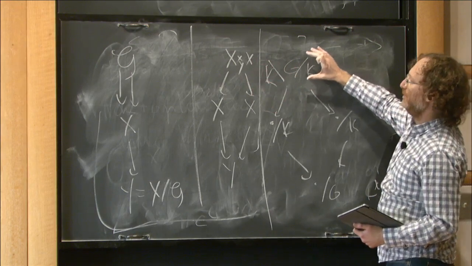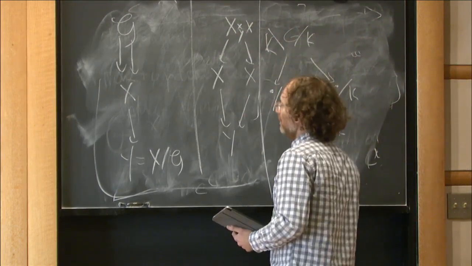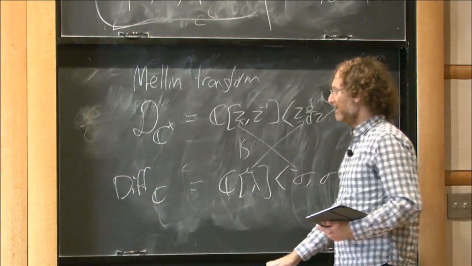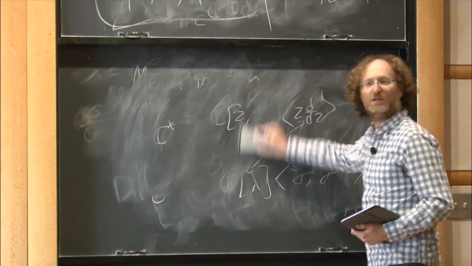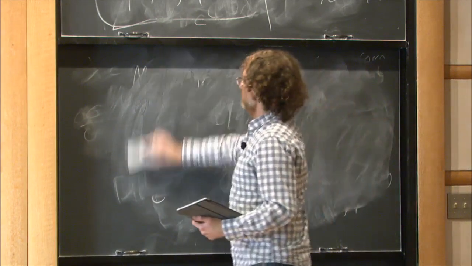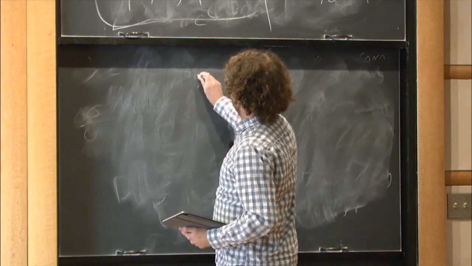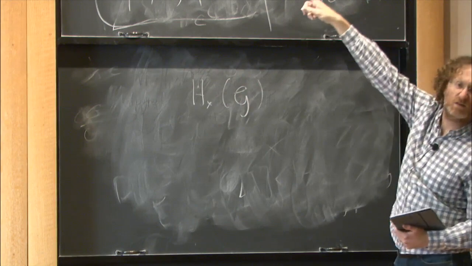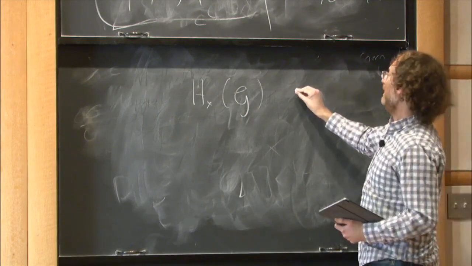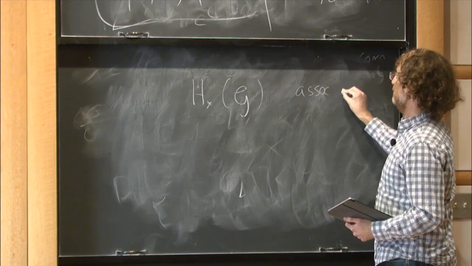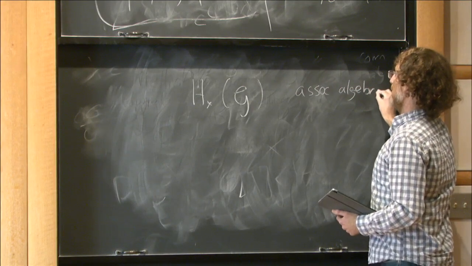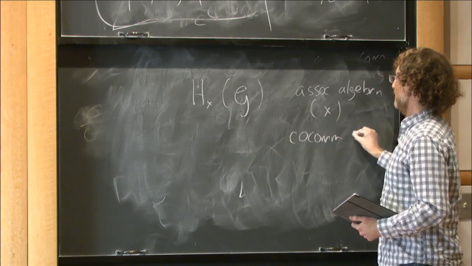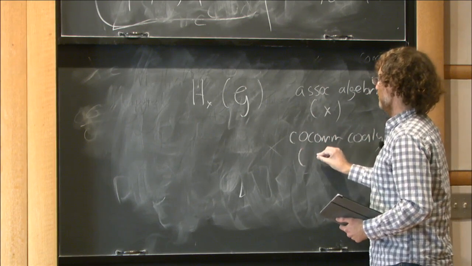If I take homology of such a groupoid, it'll have two structures. One is a Hecke algebra. It'll have an associative multiplication. So let me just write this. If I take homology of one of these, G means any of the guys on the top row, right? It's an associative algebra from convolution, but it's also a co-commutative co-algebra from cup product, if you like.